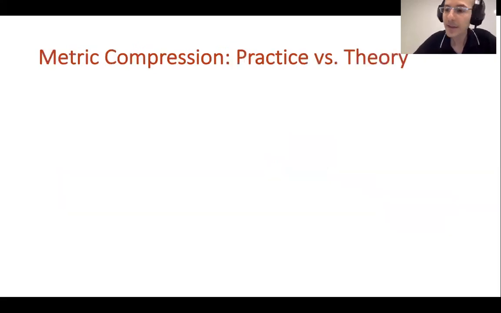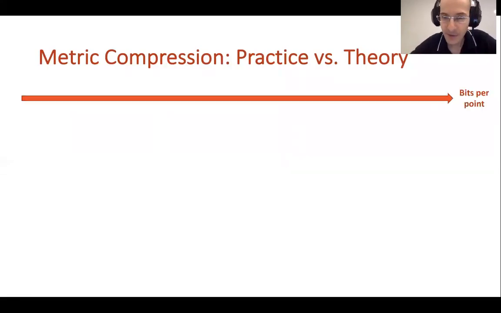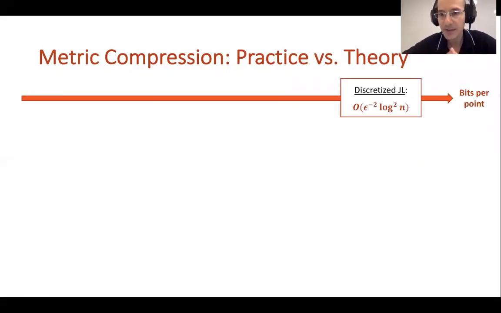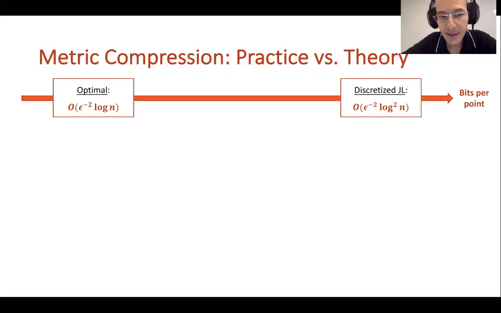And the final thing I want to say about metric compression is to loop back to the practical aspect. So if we look at this imaginary axis of bits per point, we started with the dimension reduction, the classic technique that had log squared n bits per point. And this is also a practical algorithm. Dimension reduction is definitely useful in practice and widely used in practice. And then we improved it to the optimal bound of log n bits per point.